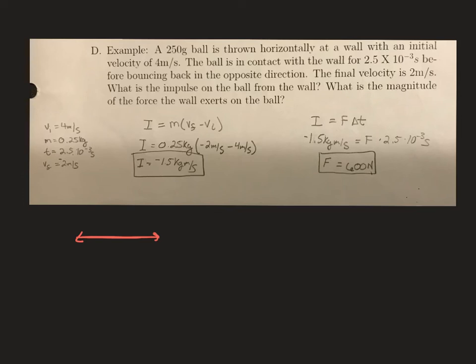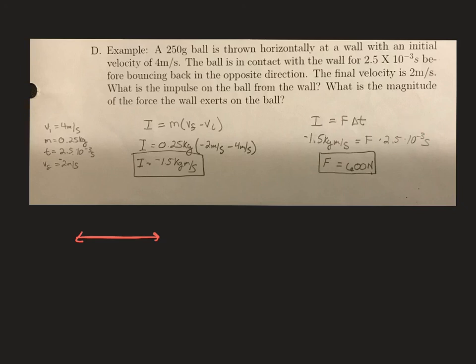In part B, we're asked what the magnitude of the force of the wall is. Now that we know what the impulse is, we can use the other half of the impulse momentum theorem, the fact that impulse equals force times the change in time. We can plug in our impulse, and we can plug in the time, so we can take the impulse divided by the time, and we get a force of 600 newtons.